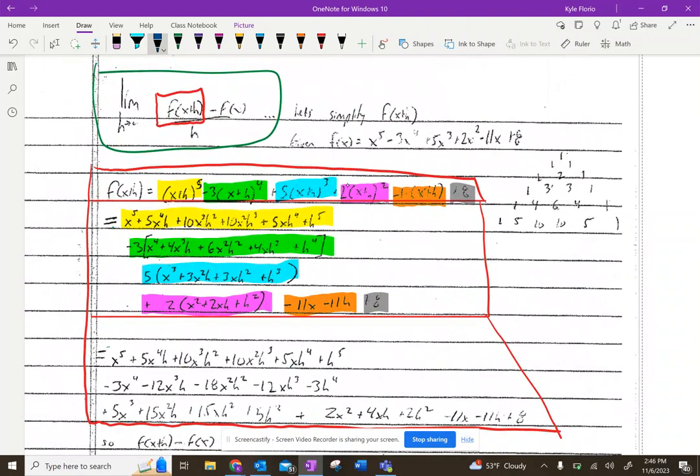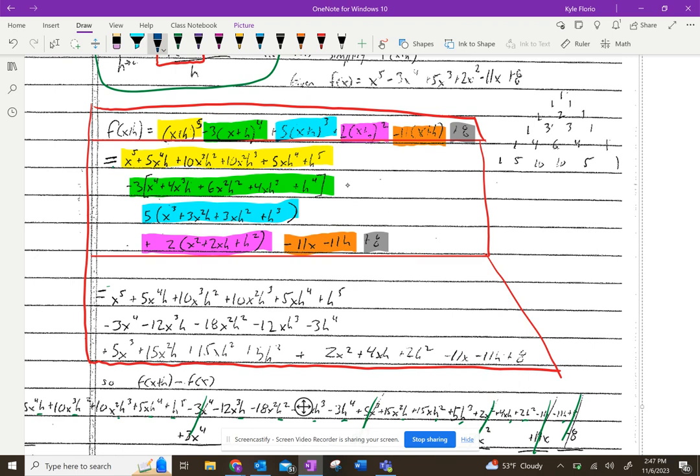If I have to take each of these terms and replace the x with x plus h, this red box here is me just doing the f of x plus h part. This becomes x plus h to the fifth, x plus h to the fourth, x plus h to the third, to the second, and so on. X plus h to the fifth, I made Pascal's triangle to expand that in yellow. X plus h to the fourth, I expanded that in green. To the third in blue, to the second in purple, to the first in orange, and then the 8.